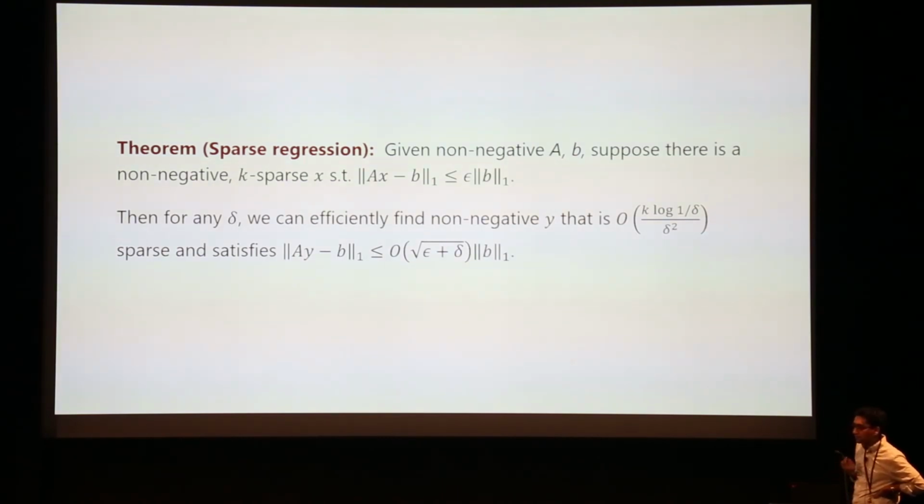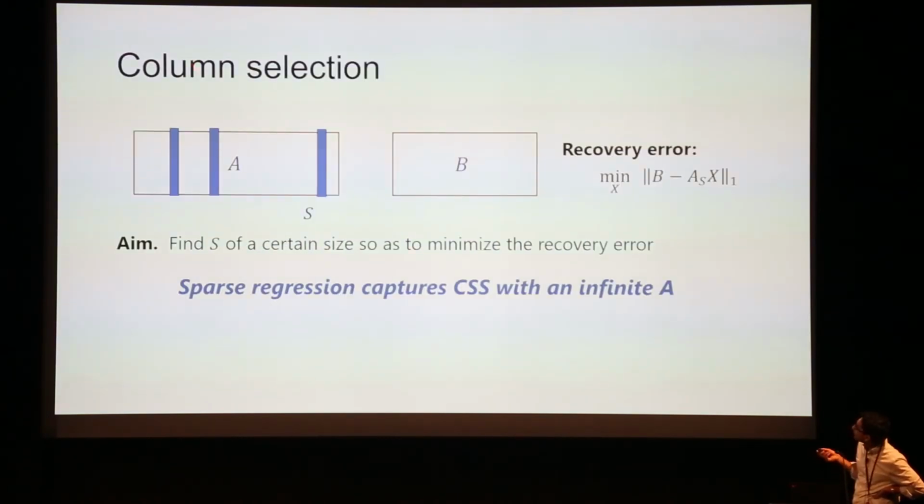Okay? So in the couple of minutes I want to talk a little bit about column selection and how you relate it to sparse regression. The connection is actually very simple. Recall that in column selection you have two matrices. You want to pick a subset of columns so that you approximate this. Right? So how do we cast this as a sparse regression problem?